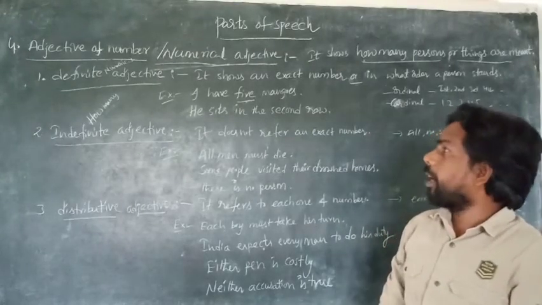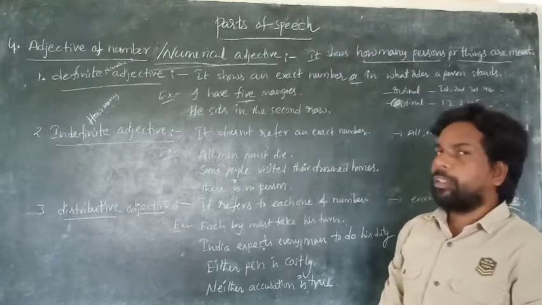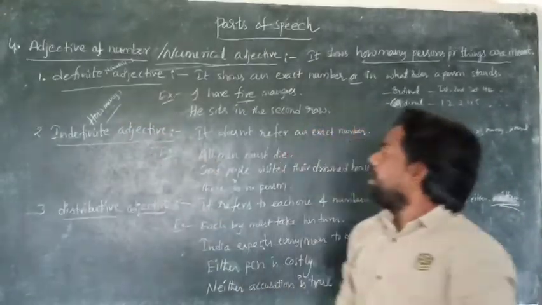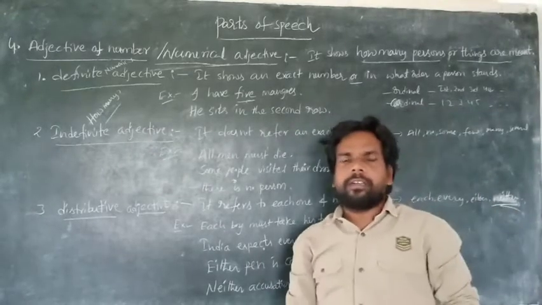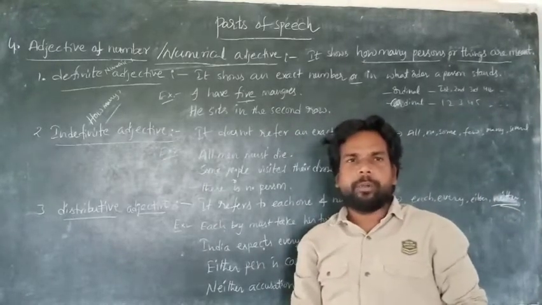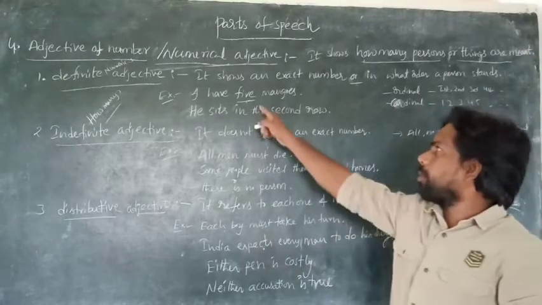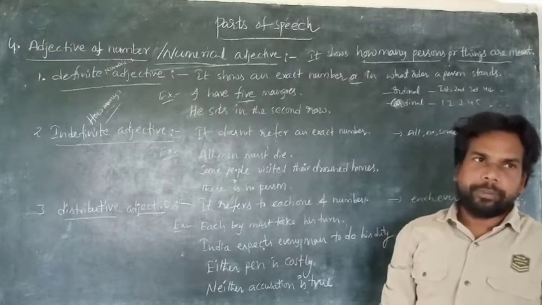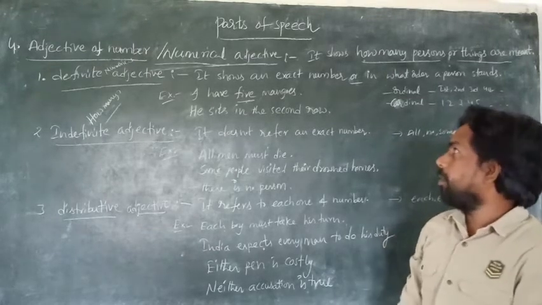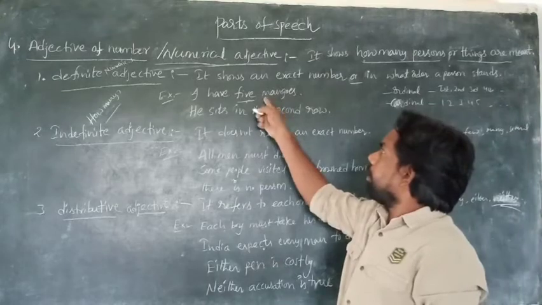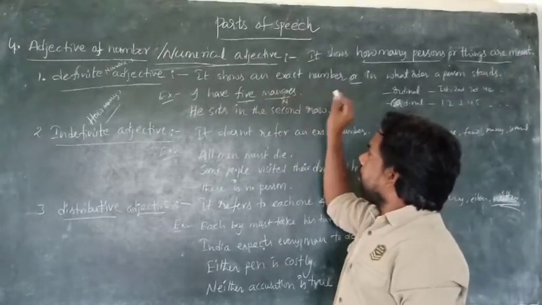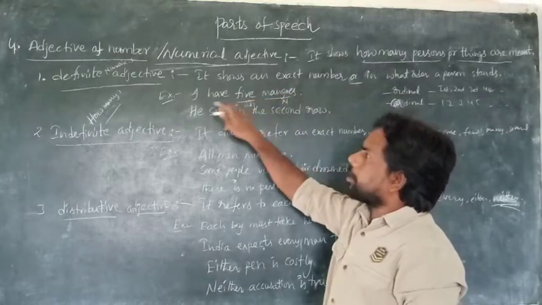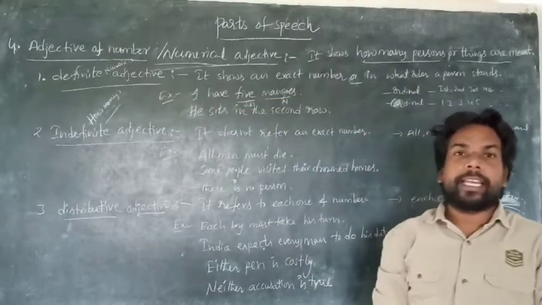If you don't know the exact definite numerical adjective, you must make a question with how many. How many mangoes do I have? 5. 5 is called a definite numerical adjective. So, 5 mangoes. Now 5 is an adjective. It shows an exact number, so it is called a definite numerical adjective.